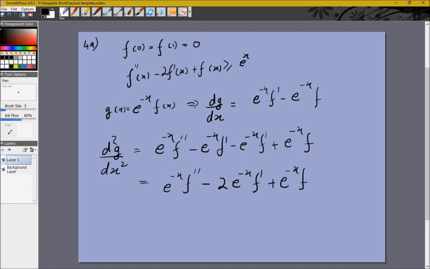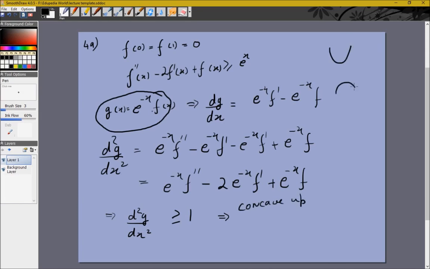Now if this is greater than e to the power x, then multiply both sides by e to the power minus x. You will see that this term is greater than or equal to 1. So what we are given is d2g by dx squared is greater than or equal to 1. Right, so d2g by dx squared is greater than or equal to 1, which means that this function g, which is e to the power minus x f(x), is concave up. This is a concave up function, this is a concave down function.